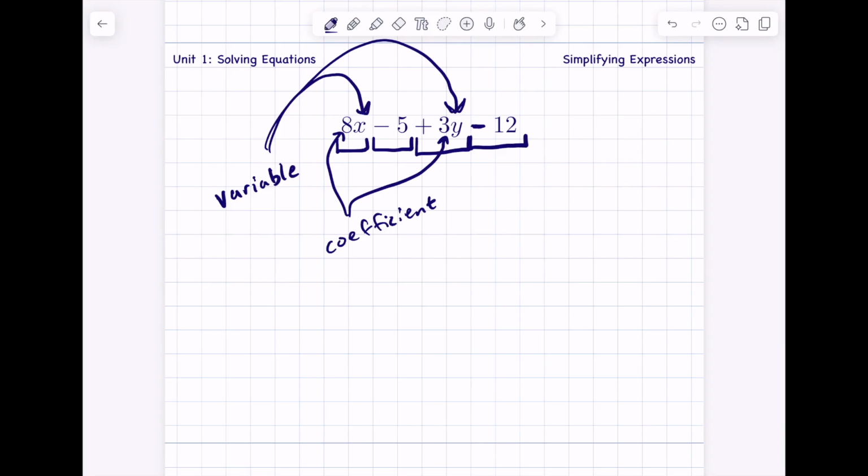Now, the last definition we have is a constant, all right? And a constant is just a number. So no variable attached to it, just a number. So you can see that negative 12 or minus 12, right, is one of our constants. And then we also have negative 5 or minus 5 over here that is also a constant, okay? It's a number with no variable, no letter attached to it. It's just a minus 5, minus 12. It could be plus 2, plus 1, anything like that, just a number.